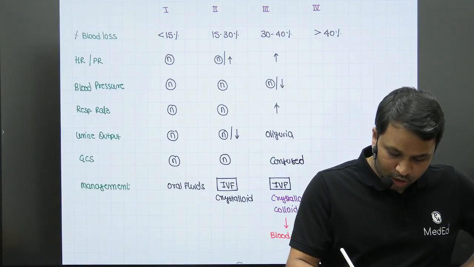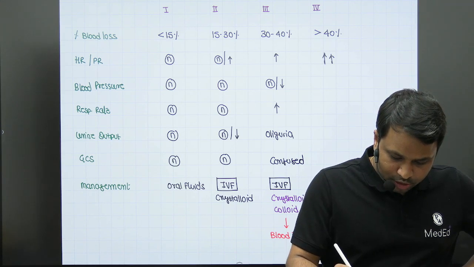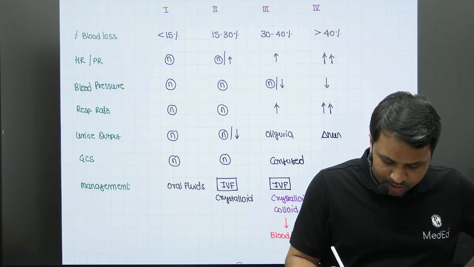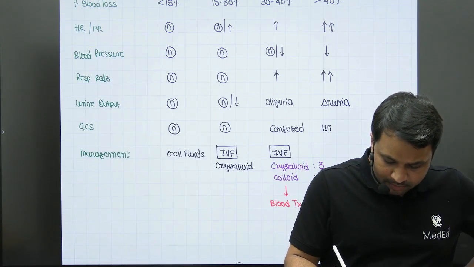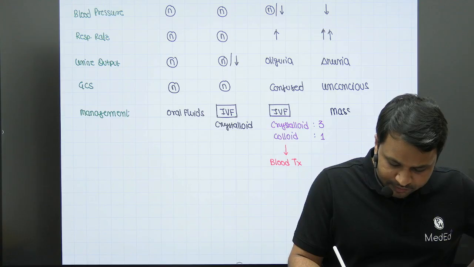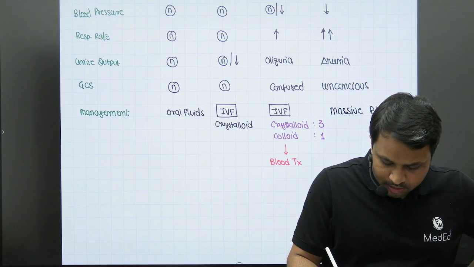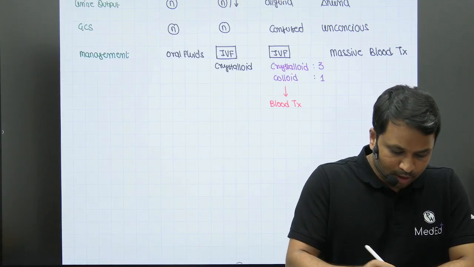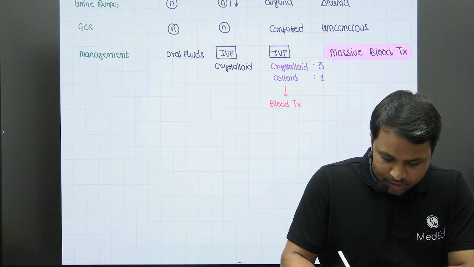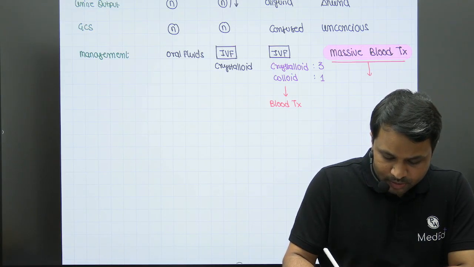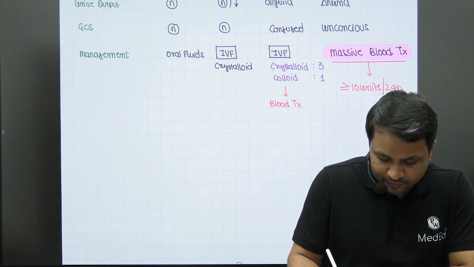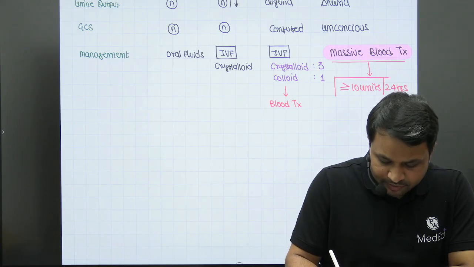In class 4 hemorrhagic shock, you will see heart rate will pick up more. Systolic blood pressure will definitely fall. Respiratory rate will become high. Here, absence of urine, that is anuria. Patient will become unconscious. And this is where the patient would require a massive blood transfusion. Now, what is this massive blood transfusion? The basic protocol according to trauma is when 10 or more units of blood are transfused within 24 hours, we call it a massive blood transfusion.